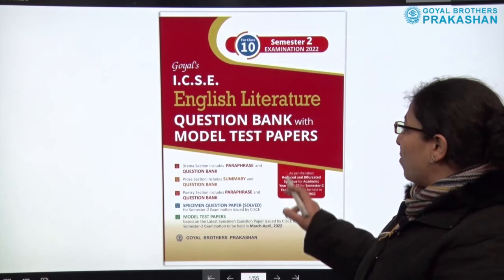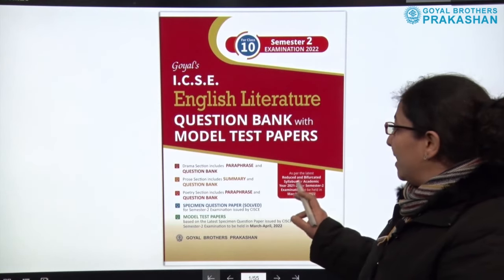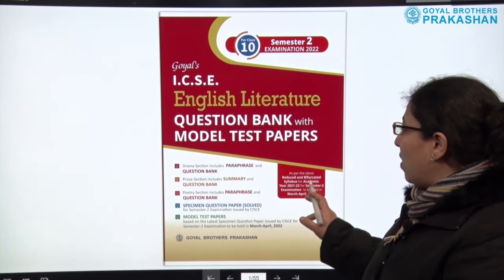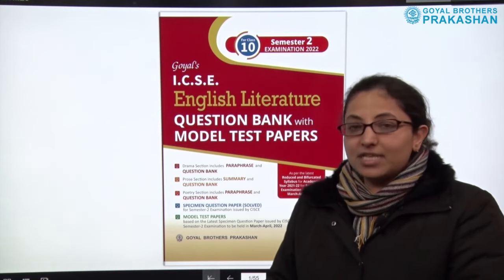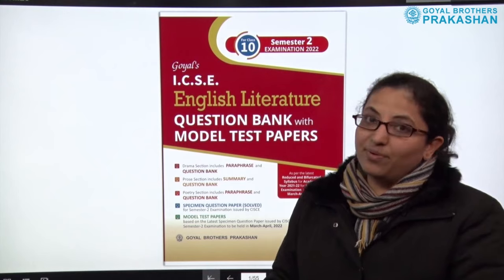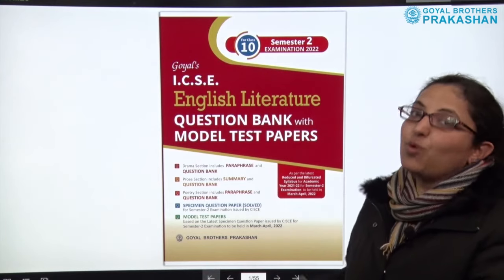This is basically a question bank with model test papers. Please note, this book is as per the latest reduced and bifurcated syllabus for academic year 2021-22 for semester 2 examinations, which are to be held in the months of March and April. Let me tell you what this book is all about.